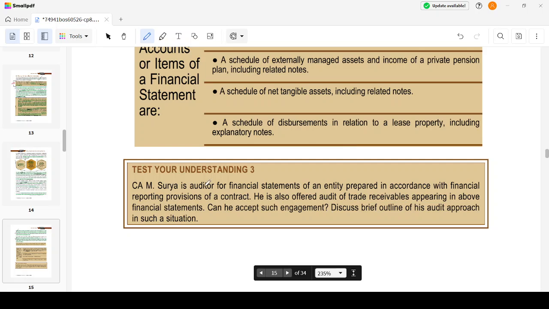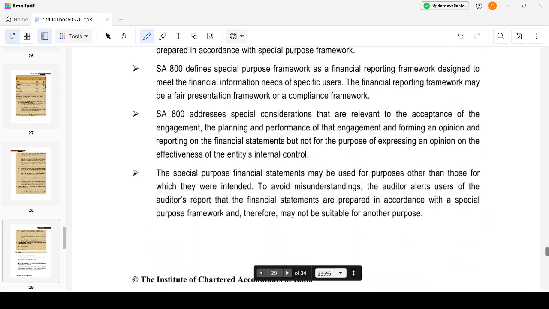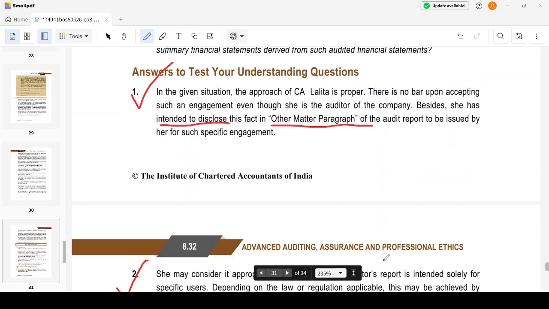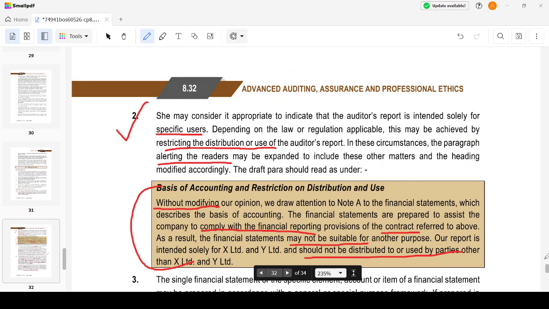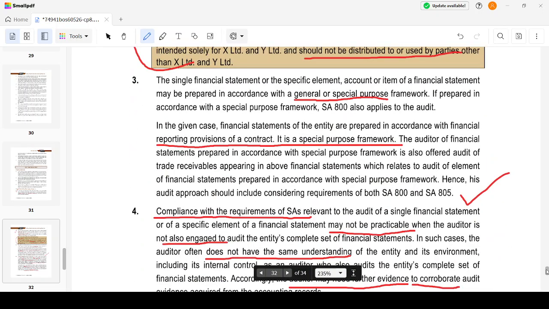Assume there are two things here. Let's first identify the framework. It is prepared in accordance with the specific provisions of a contract, which means it is prepared in accordance with SA 800, that is special purpose framework. So I have to apply both SA 800 and SA 805 and I can accept such engagement. Okay, what I have to do? I have to follow these procedures in accordance with SA 800 and 805. Let's see whether the same answer is given here or not. Right, great. It's good. We are right.